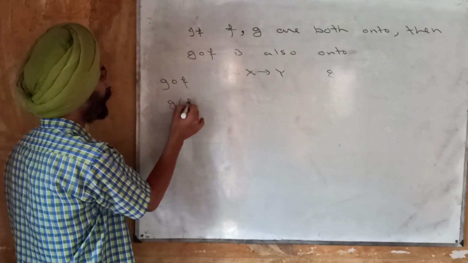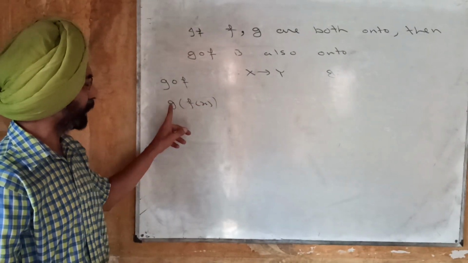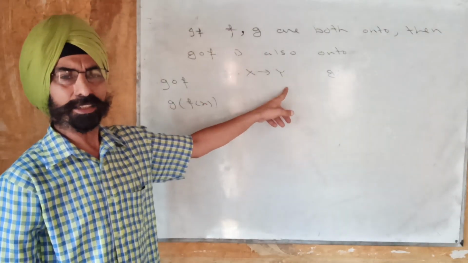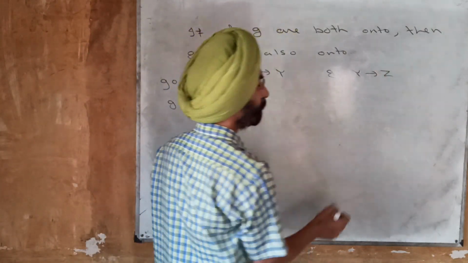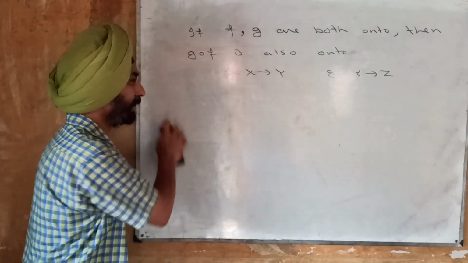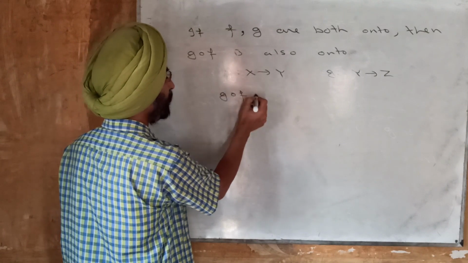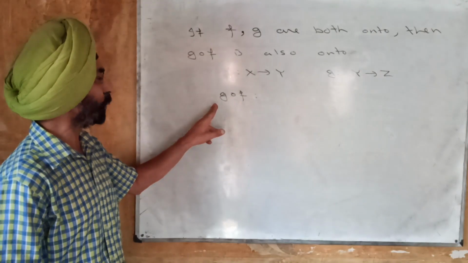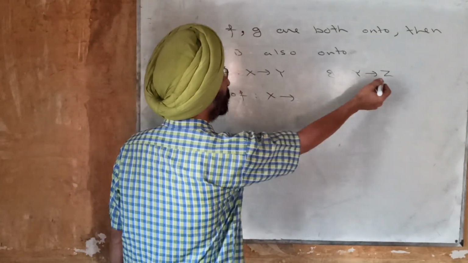So g of fx. G of fx means the range of f will become the domain of g. So the range of f is y. So what will be the function g? G will be from y to z. And what will be the function f composite g? F composite g will be the function having the domain of f and the range of g. So the domain of f will be x and the range of g will be z.